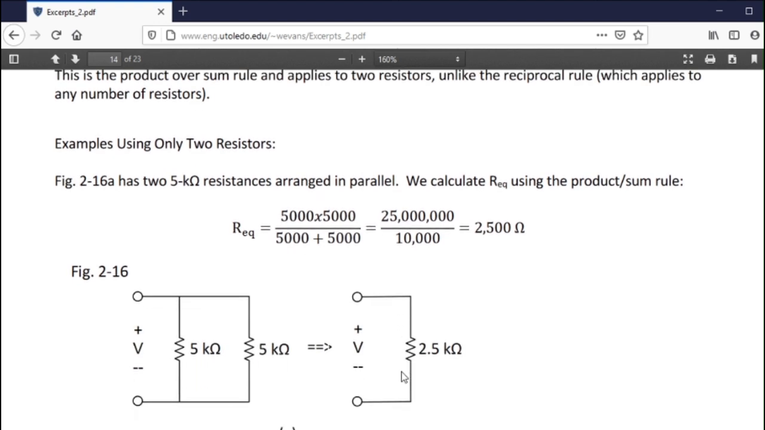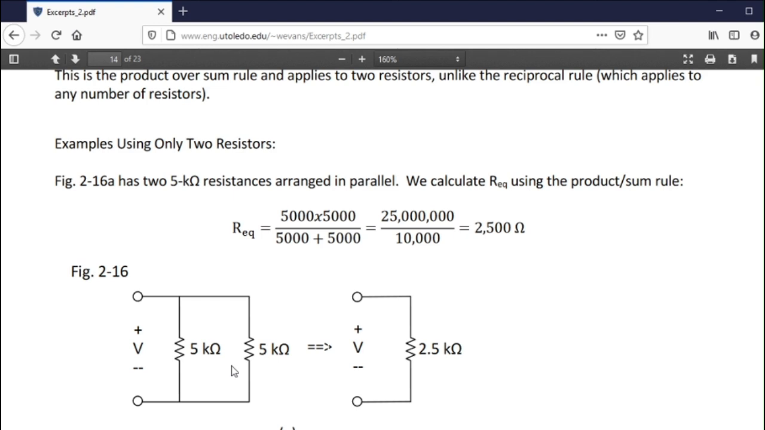Okay, so here's an example. Here we want to find the equivalent resistance. I have two 5K resistors, and I do the product over sum. 5,000 times 5,000 over 5,000 plus 5,000. It's 2,500. What do we note in general about parallel resistances? The equivalent resistance is less than either of these resistors. And in this case, it's exactly half.